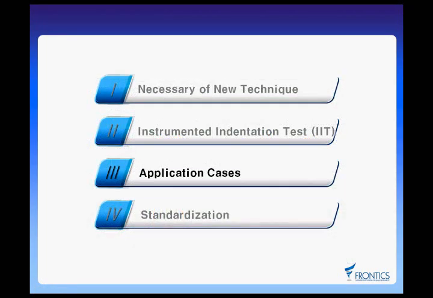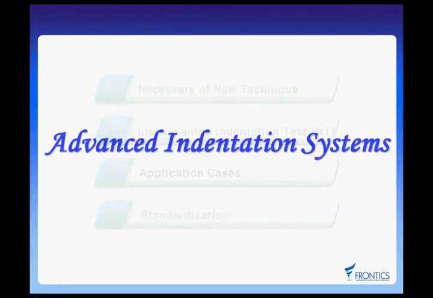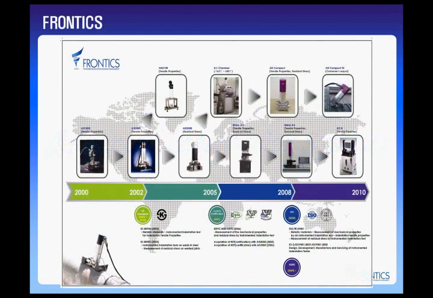In our work, we applied IIT to the equipment called the Advanced Indentation System, or AIS Series. The AIS Series was first introduced in 2000. In its early stage, AIS 1000 and AIS 2000 were developed to evaluate tensile properties, and AIS 3000 was developed in 2005 for evaluating residual stress. Currently, a compact model, AIS 3000 Compact, and AITU for lab tests were developed.